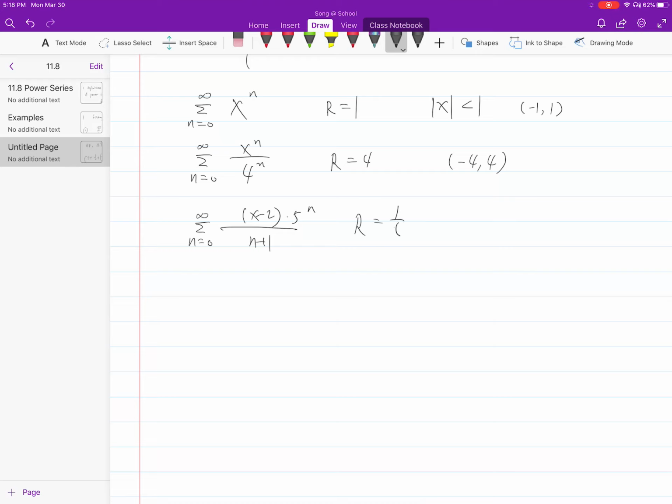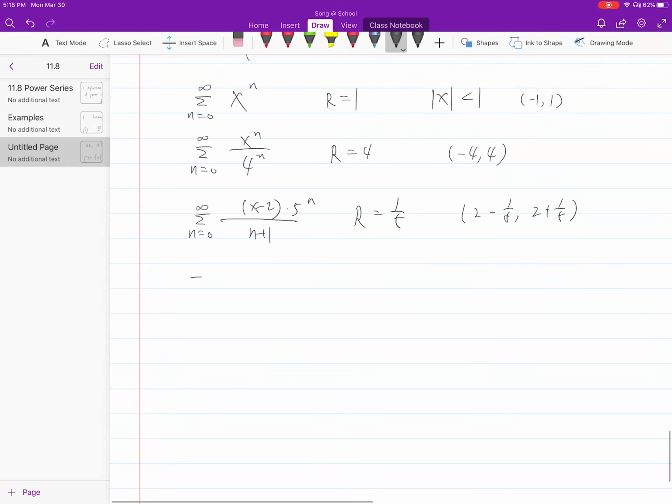R equals 1/5. This is 2 minus 1/5 to 2 plus 1/5. For this one, R is infinity. Finally, for this one, R is 0. It only works for 0.